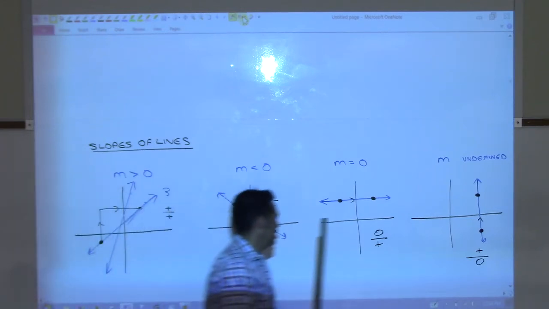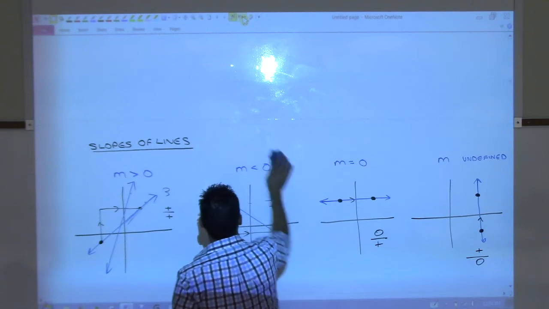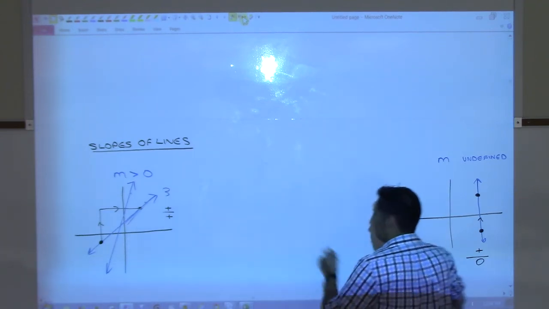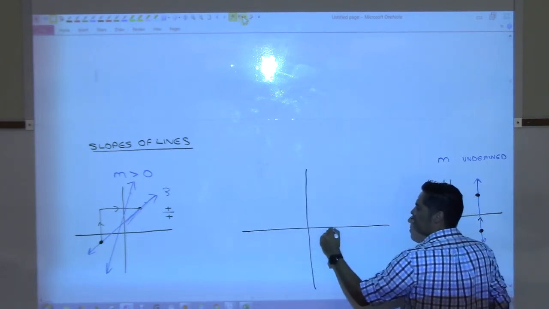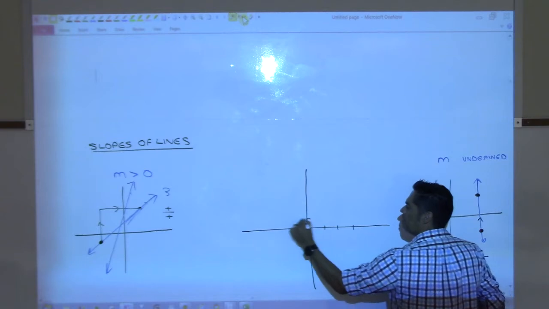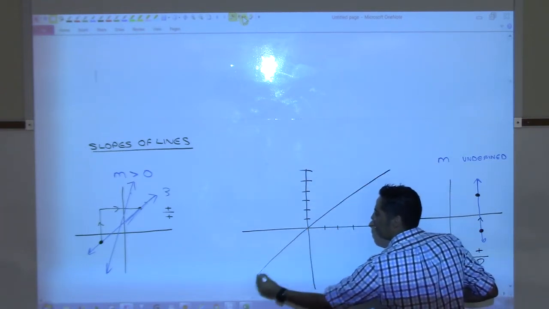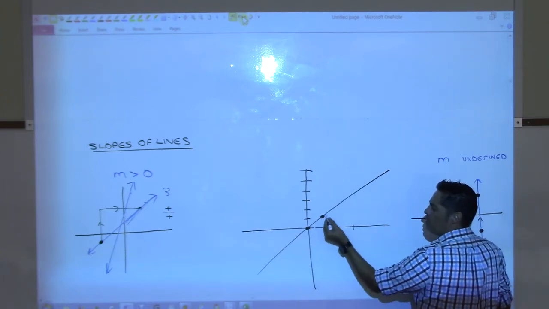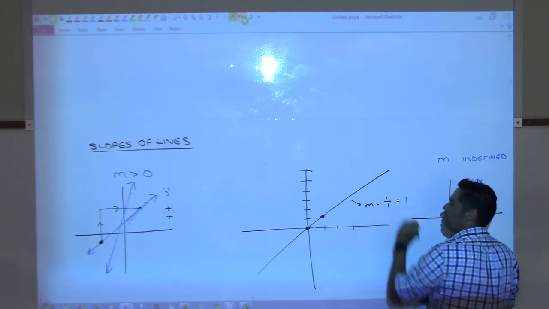So let's see. Maybe I need to draw this. Let me draw it this way. Okay, let's just do a simple one where I have 1, 2, 3, 1, 2, 3, 4, 5, 6. Okay, let me draw this line right here, where I go up 1 over 1. What's the slope of this line? Up 1 over 1. Slope of that line is 1 over 1, which is 1, right?